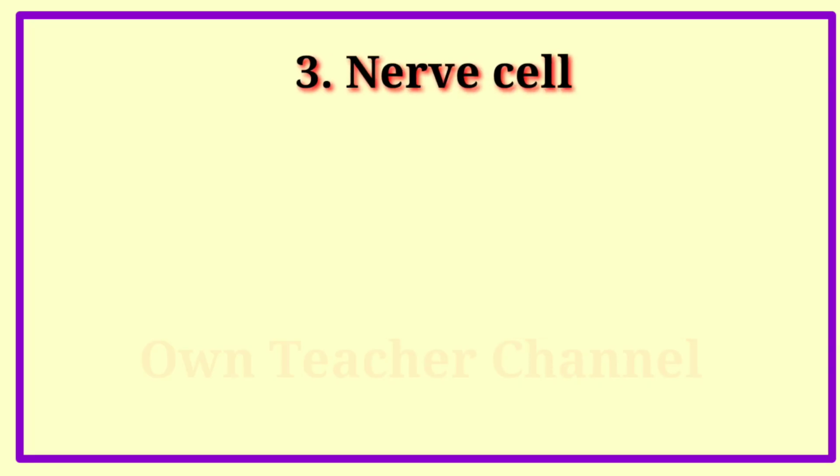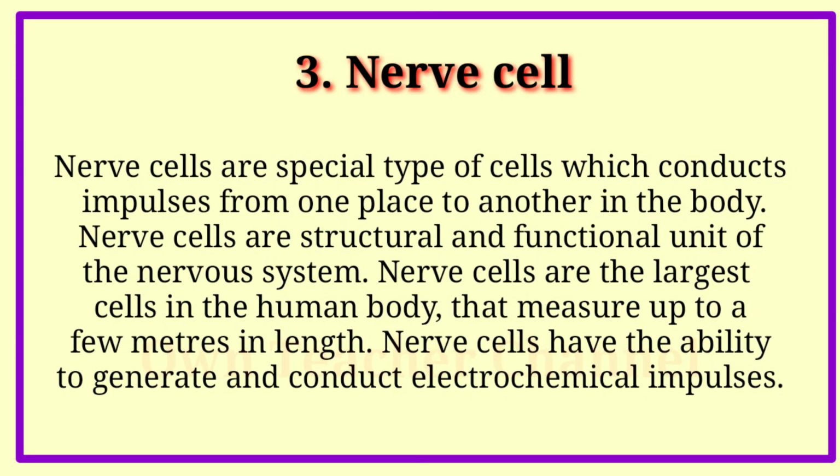3. Nerve cell. Nerve cells are a special type of cells which conduct impulses from one place to another in the body. Nerve cells are the structural and functional unit of the nervous system. Nerve cells are the largest cells in the human body that measure up to a few meters in length. Nerve cells have the ability to generate and conduct electrochemical impulses.